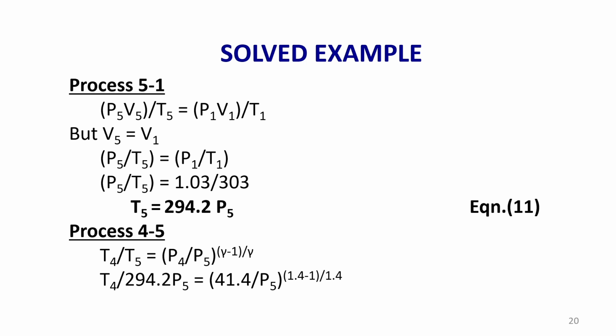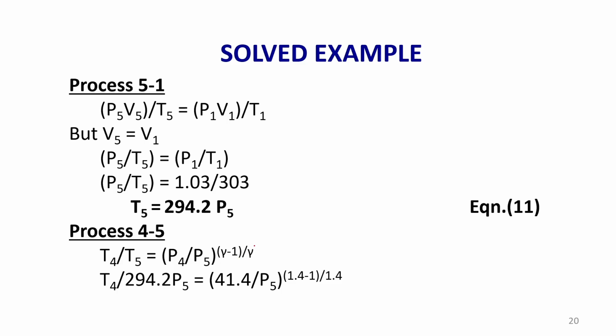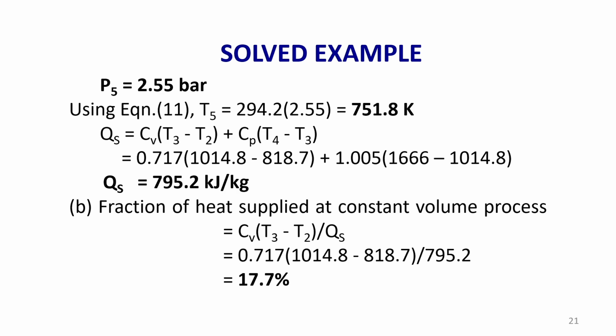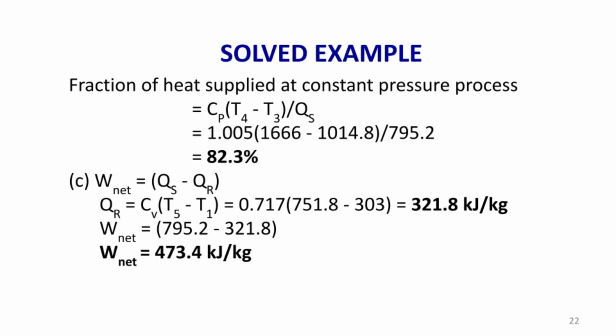Let me recall once again: if it is temperature and volume, it is gamma minus 1; if it is pressure and volume, it is gamma; if it is temperature and pressure, you will have gamma minus 1 by gamma. T4 by T5 equal to P4 by P5 whole power gamma minus 1 by gamma. So, here also I am getting it in terms of P5. Equating equation 11 and this one, I will get P5, and substituting it you will get this one.